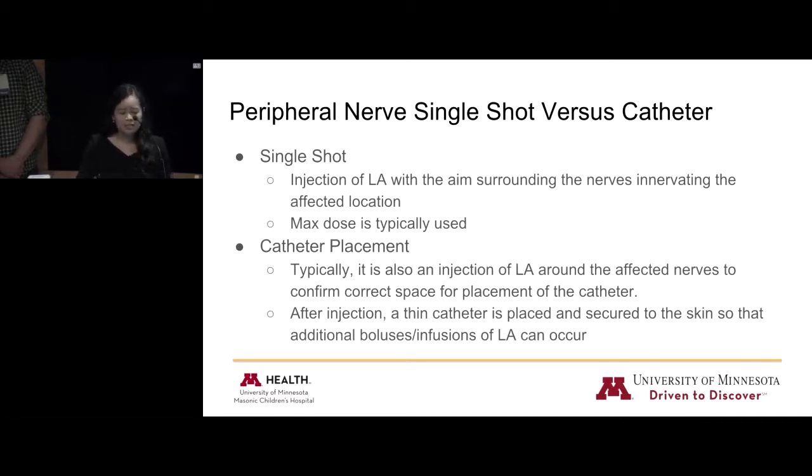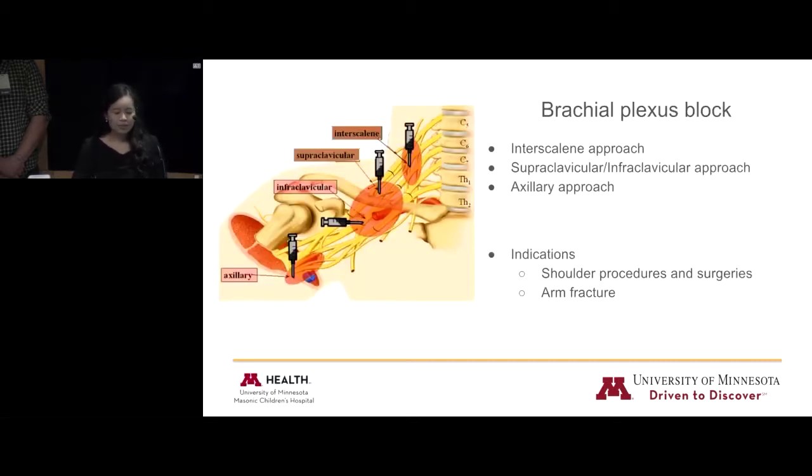The decision between a single shot and catheter is predominantly based on the anesthesiologist and the surgeon and the nature of the surgery. For example, if it's a large femoral knee procedure where it's very invasive, then you would probably opt for a catheter versus a single shot, which has a duration of only several hours if you don't use the liposomal Bupivacaine. So we'll go over a couple of the common blocks.